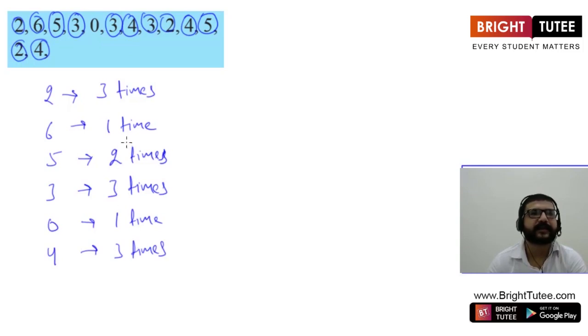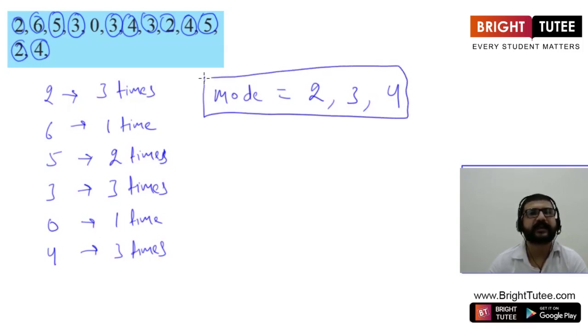Now we have to tell what is the mode of this data. Now, as we know, mode is the observation which is occurring most number of times. So mode of this data will be 2, 3 and 4, because these are the 3 values which are occurring most number of times. So therefore, from this example we can say that mode of the data is not a unique value. We can have more than one value as a mode of the data, as we got here. We got 3 modes, and they are 2, 3 and 4.